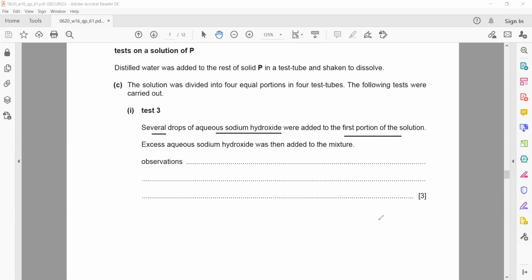If we have an aluminum salt and we add an excess of sodium hydroxide, what is the observation? Even when they say excess is directly added, you have to mention first what happened with the 5 drops and then what happened with the excess. So first it will form a white precipitate, and in excess it does not dissolve. This is the test for the ions. White precipitate does not dissolve in excess of sodium hydroxide.